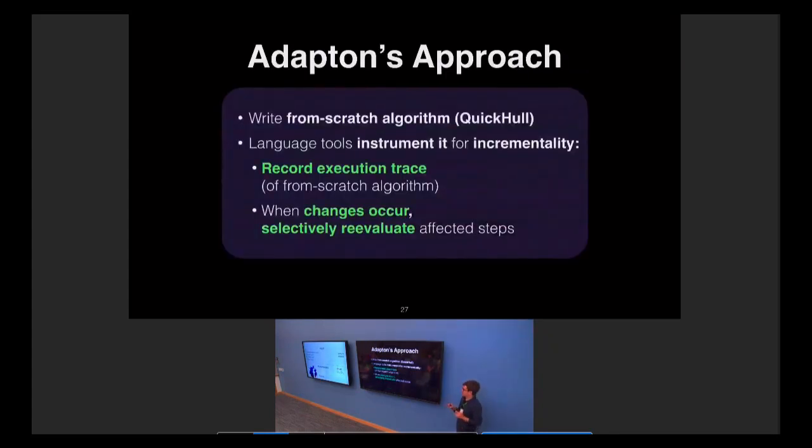Okay, so here's Adapton's approach. It's much, much simpler. I write a from-scratch algorithm like QuickHull. You can find it in a textbook. And I use language tools to instrument that algorithm. I record an execution trace. And then when changes happen later, I have this change propagation mechanism that figures out what steps were invalidated by that and tries to cleverly and quickly re-execute those steps and propagate the changes.